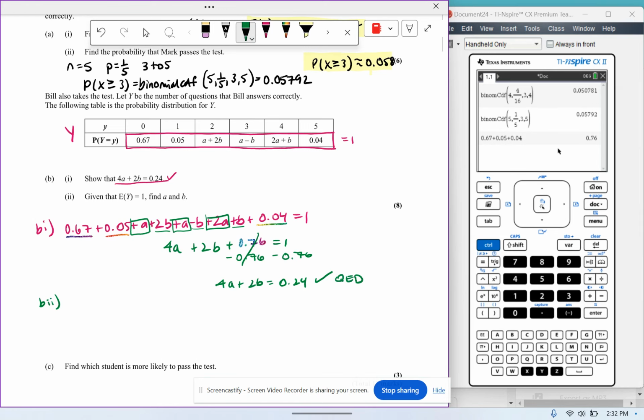Let's do B double I. It says, given that the expected value of Y is 1, we already know that. Find A and B. All right, cool. So if the expected value of Y is given as 1, that's going to mean that this times this, plus this times this, plus this times this, plus this times this, plus this times this, plus this times this is all equal to 1. And we're going to use that information to find A and B. So let's just set up a big, huge equation.